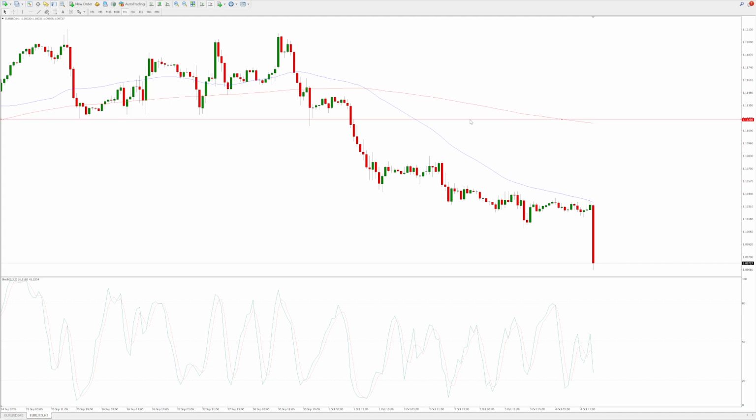Another thing we can use is this level here, which was a support level. One, two, three, four times it was hit along here, and that support level then became a resistance level. So anytime price is approaching up in this area here, could be considered a sell area, and we could have kept the stop loss above this level of support come resistance, or on the other side of the moving average.